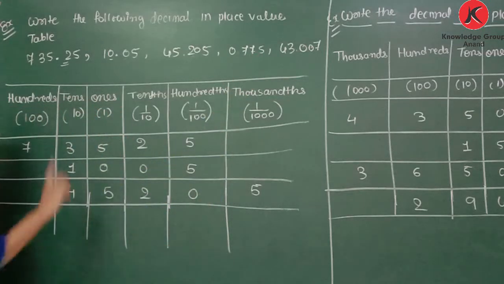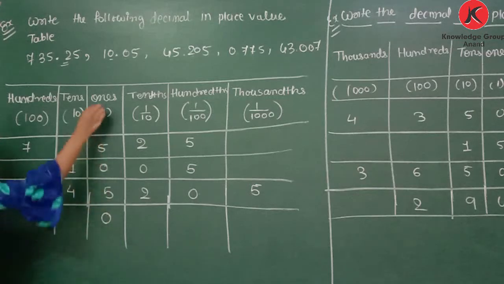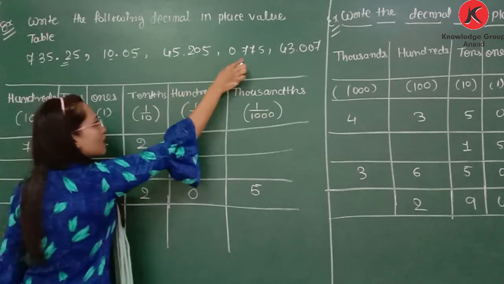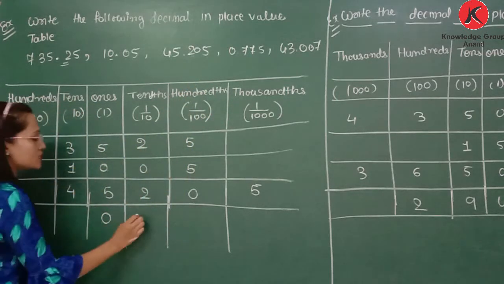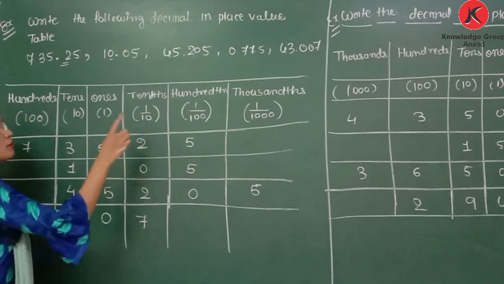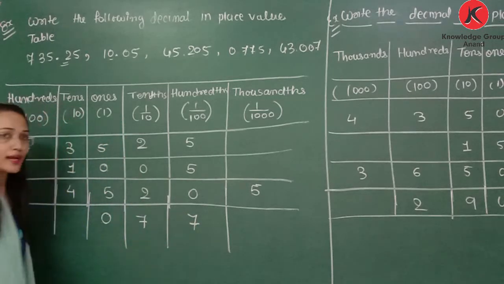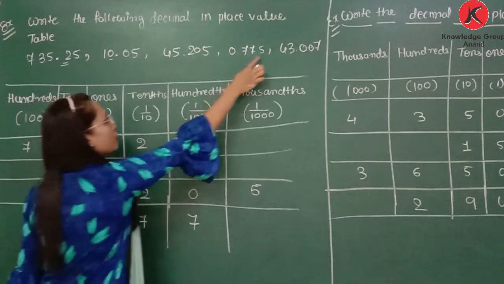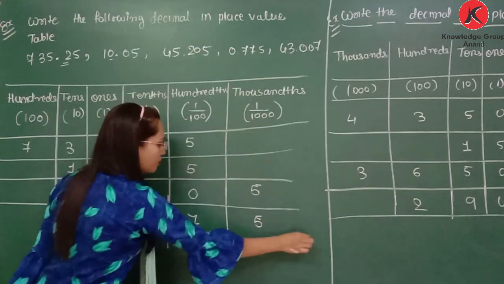0.775. So 0 is at the 1's place, so 0 will be here in the 1's place. 7 that is after decimal point, it is at the 10th place. 7 that is again at the 100th place and 5 at the 1000th place.